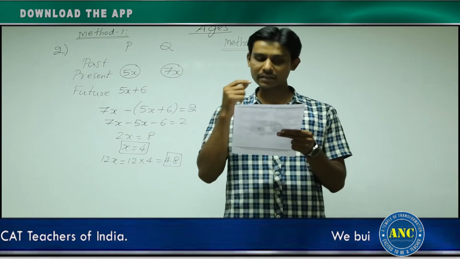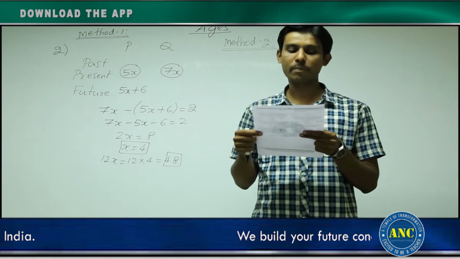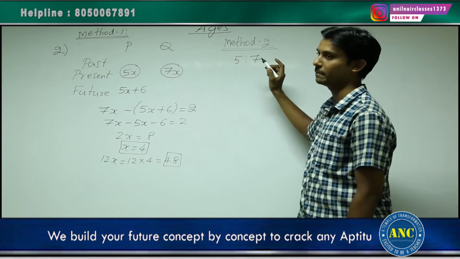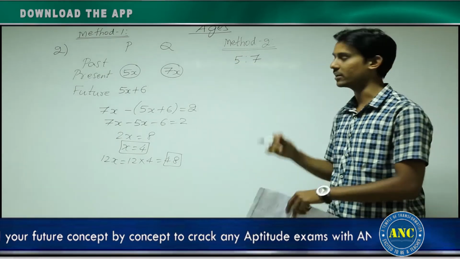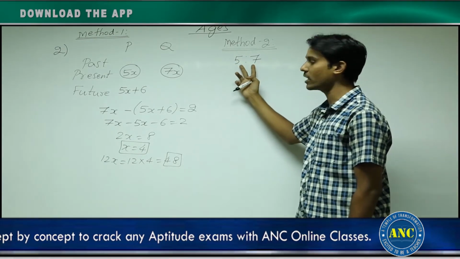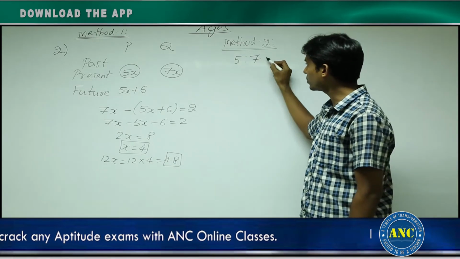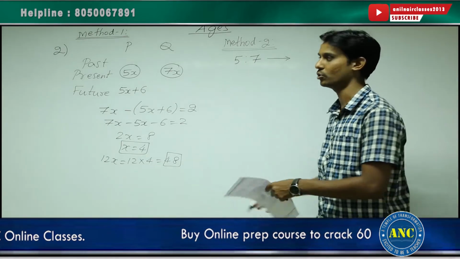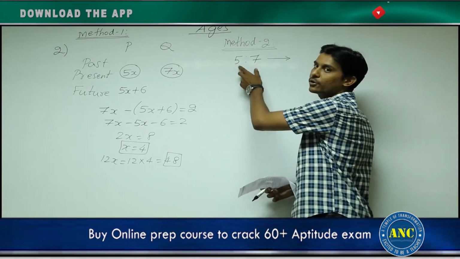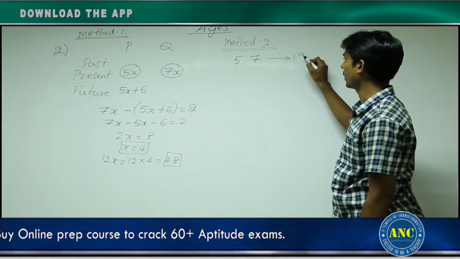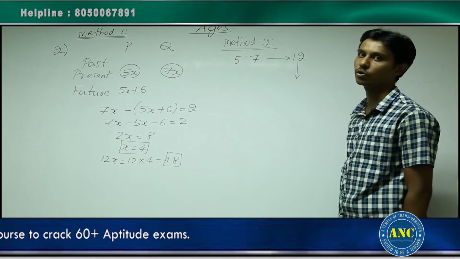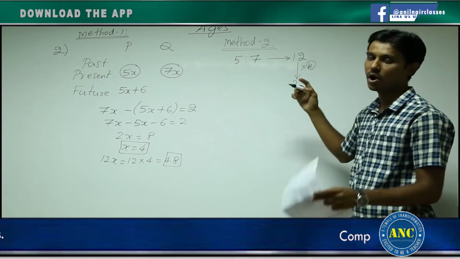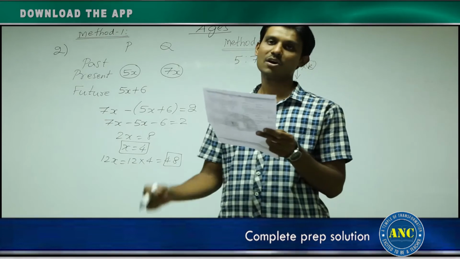What is the first statement? The ratio between the present ages of P and Q is 5:7. Present ages of P and Q ratio is 5:7. Please see here. According to the ratio, what is the total of P and Q present ages? P is 5 years, Q is 7 years. According to the ratio, total of P and Q present ages is 5 plus 7, 12. They are asking what is the total of P and Q present ages. Answer should be a multiple of 12. Only option which is a multiple of 12 is 48.